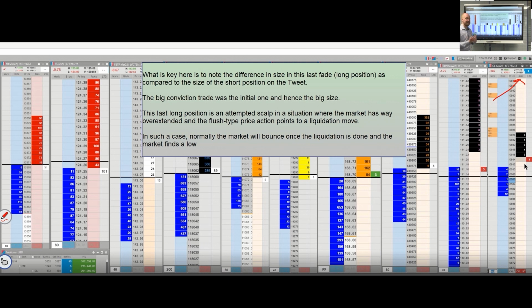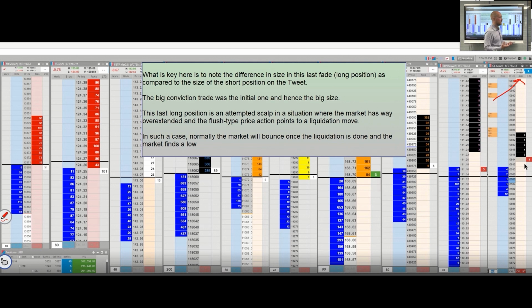The long position is essentially a scalp. You're taking advantage of that situation, of that move. You're not trying to play this as a much bigger fundamental trade. That's why it's smaller size. You're trying to take the most out of it. You're playing the bounce after that liquidation.